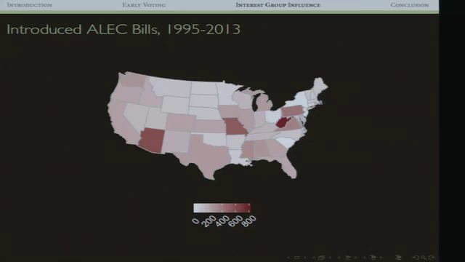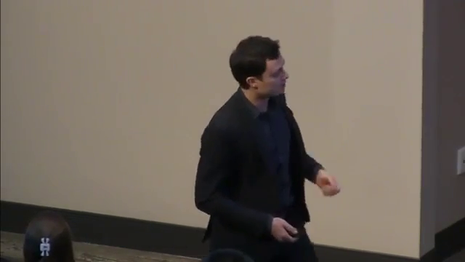One nice thing about this map is that it corroborates what we know from qualitative work on ALEC, that it is extremely active in West Virginia, Missouri, and Arizona. So that's good. That's a sanity check. And this is why it's important to validate your data, because you could be getting out something that makes no sense.